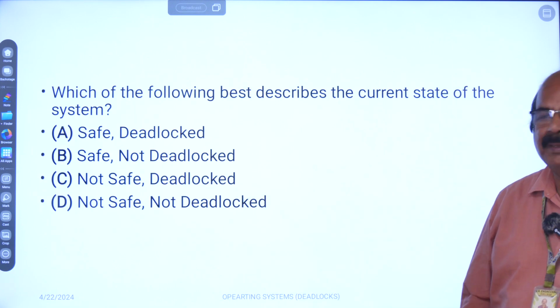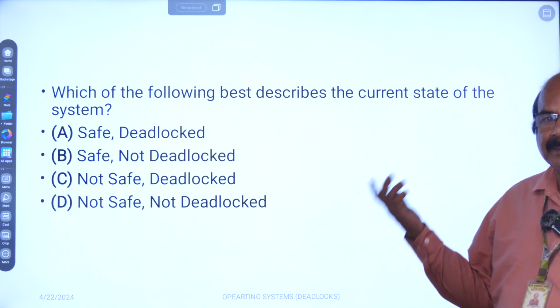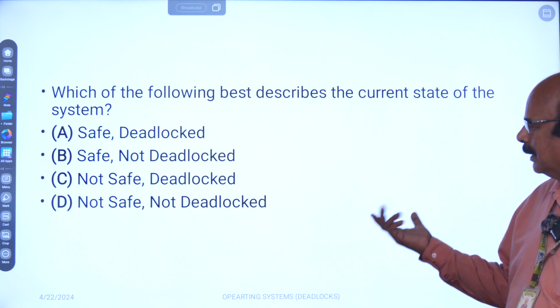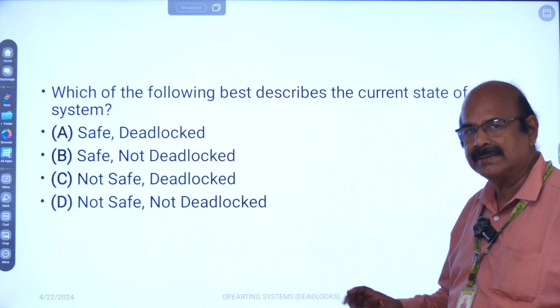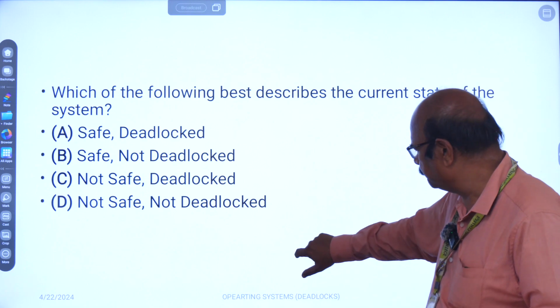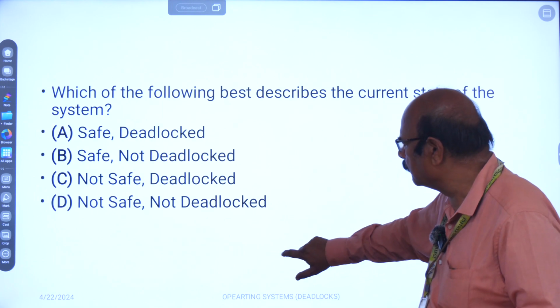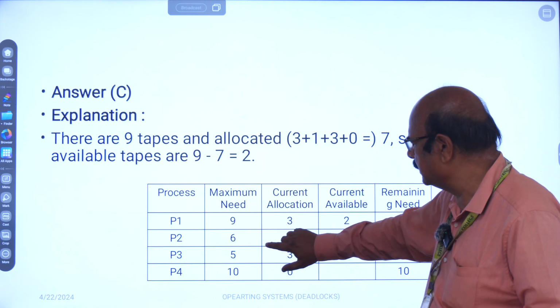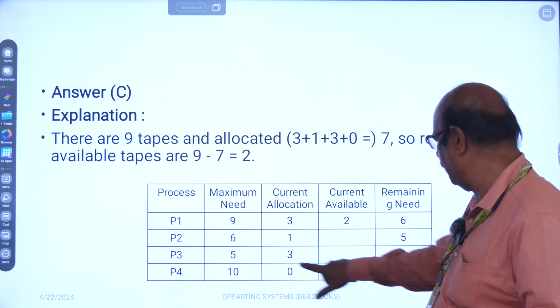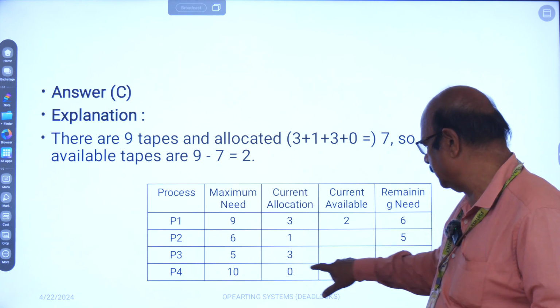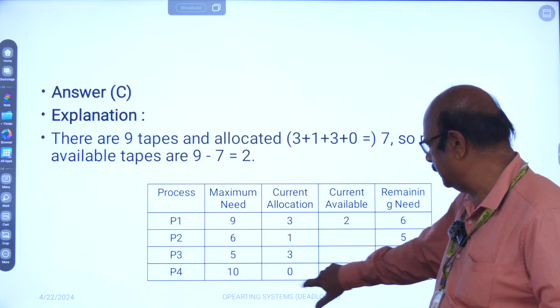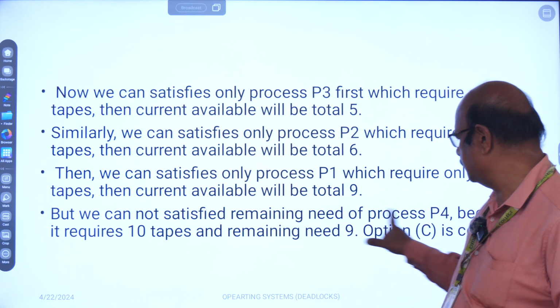It is not safe because the resources are not properly allocated, and deadlock certainly happens here. So deadlock will be happening here because none of the resources can be allotted to the process P4.